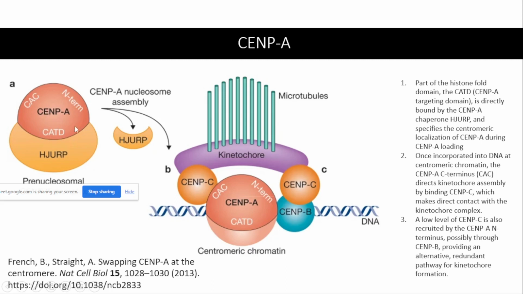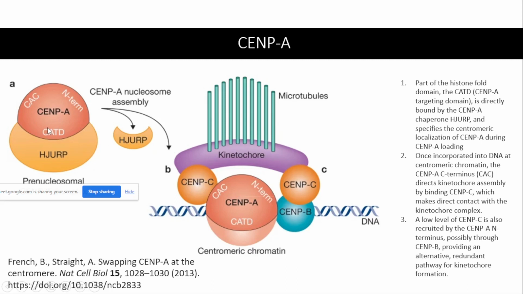If you mutate the CATD from here, your CENP-A will not be recruited to the centromere. And if there is no CENP-A in the centromere, there is no kinetochore complex assembly and no proper segregation. So that's why the CATD domain is required, which is recognized by HJURP, and that leads to recruitment of CENP-A to the centromere.